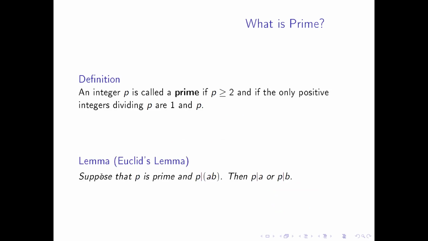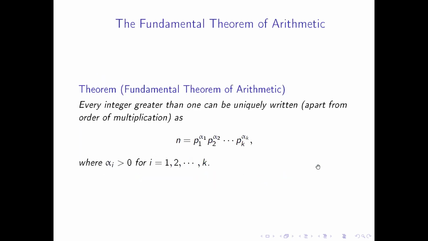We have a really cool theorem, though, that says that if P is a prime number and it divides a product of numbers, A and B, then P must divide A or P must divide B. It could potentially divide both of them, but it has to divide at least one of them. That's really, really powerful. Further, we have a really, really powerful theorem that we are going to leverage.